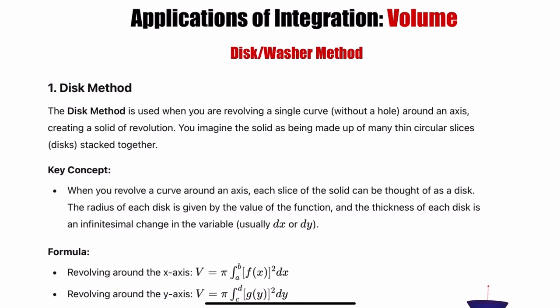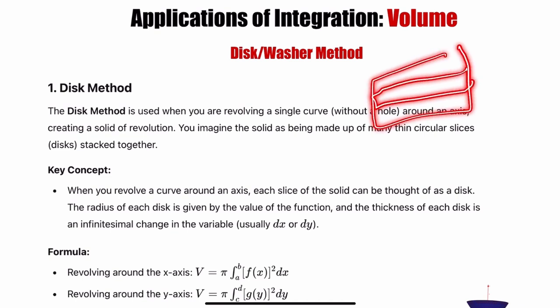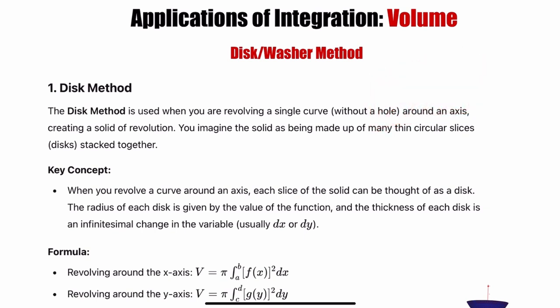If the shape has a hole inside it, for example this cylinder is full from this side but empty from this side, we will use the washer method. However, if you have a shape which is full like this, we will calculate the volume using the disk method.